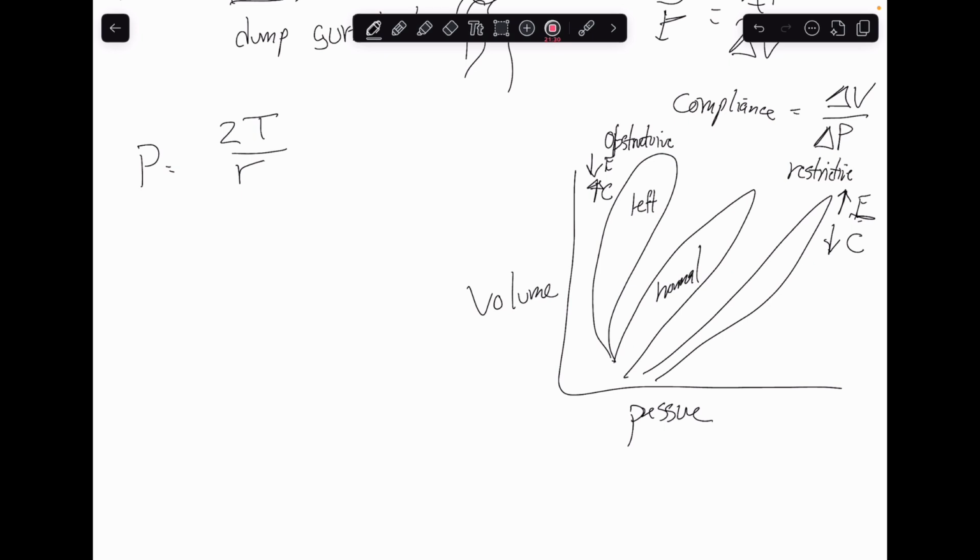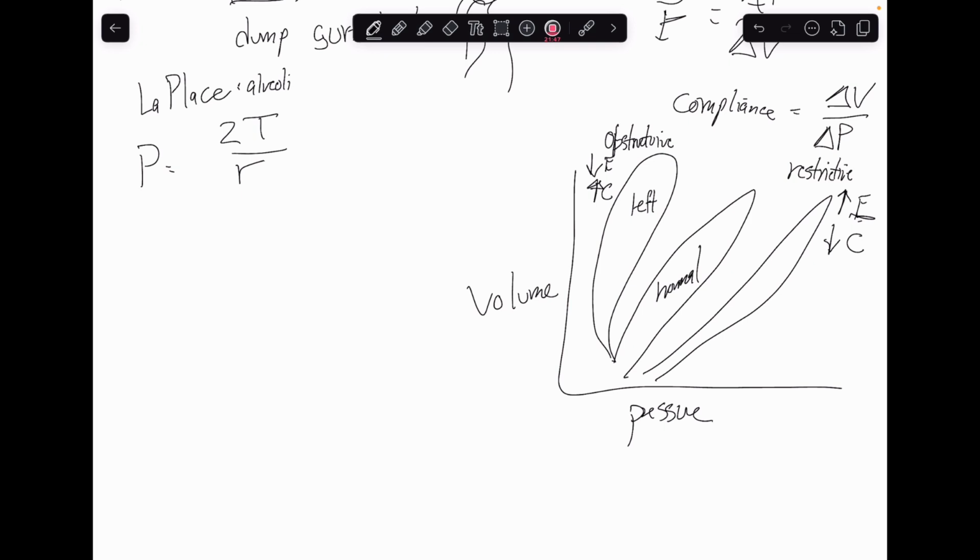How do you spell Laplace? Laplace. Close enough for me. Specifically with alveoli. So yeah, if R gets too small, then the pressure is too great, and then collapsation.